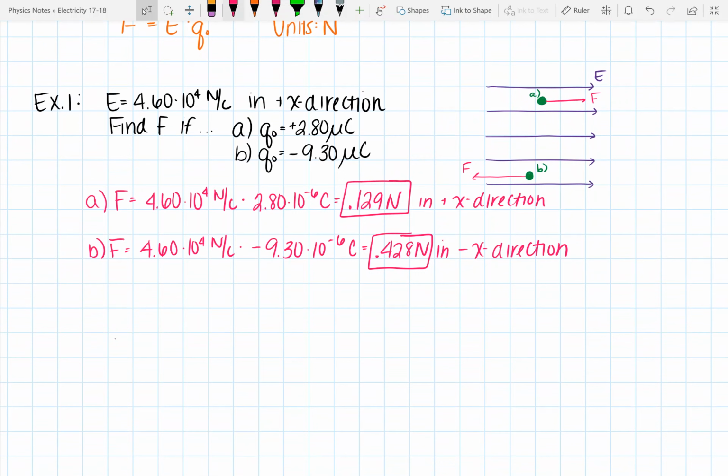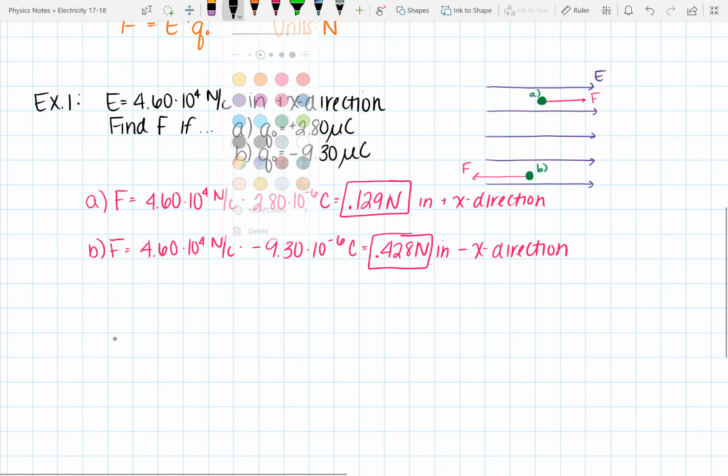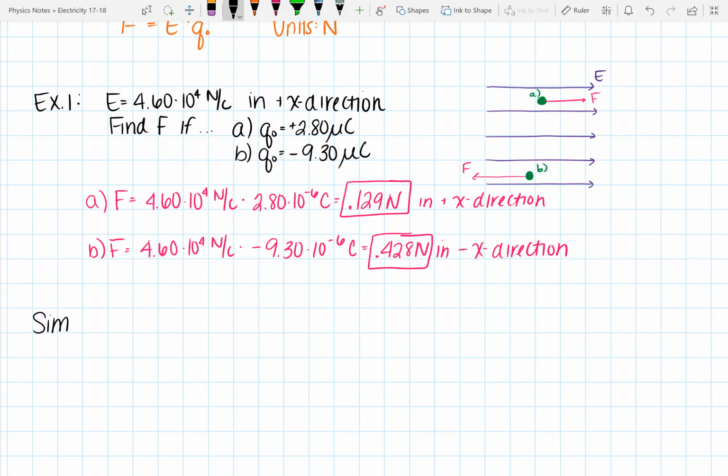All right, so next thing we need to talk about is point charges. So we talk about point charges a lot. It's the simplest way to look at this. So the simplest example of an electric field is the field produced by a point charge.